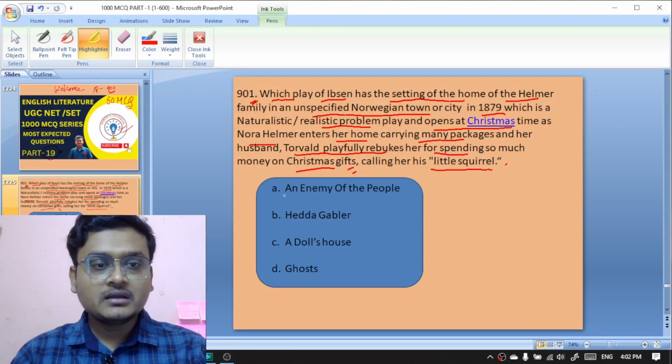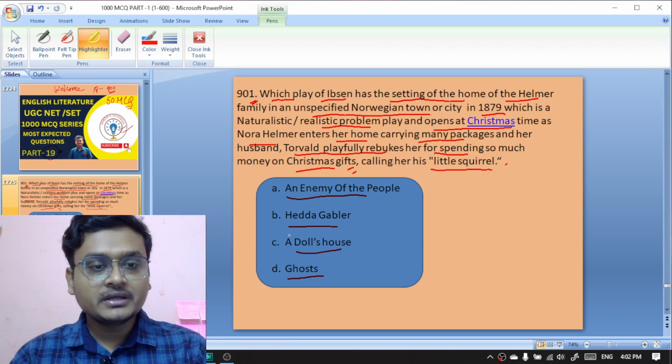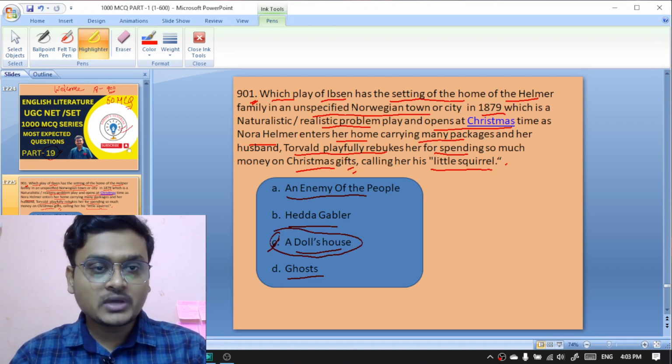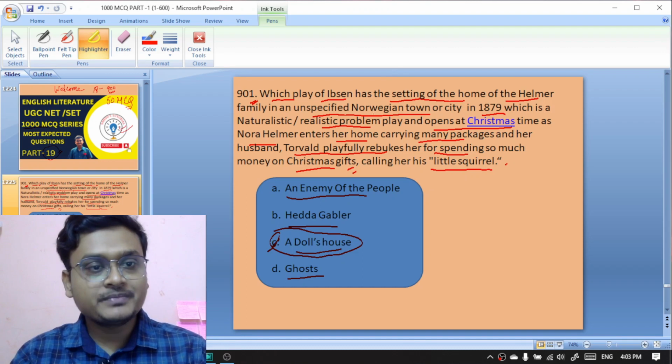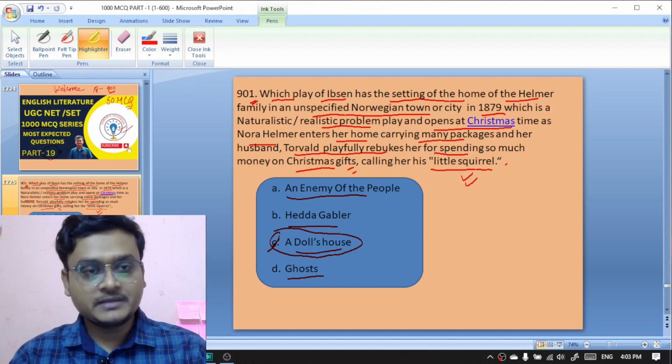Your options are An Enemy of the People, Hedda Gabler, A Doll's House, and Ghosts. So the right option here is A Doll's House. In A Doll's House there are characters like Nora Helmer and Torvald, who calls his wife, Nora Helmer, a little squirrel who wastes money.